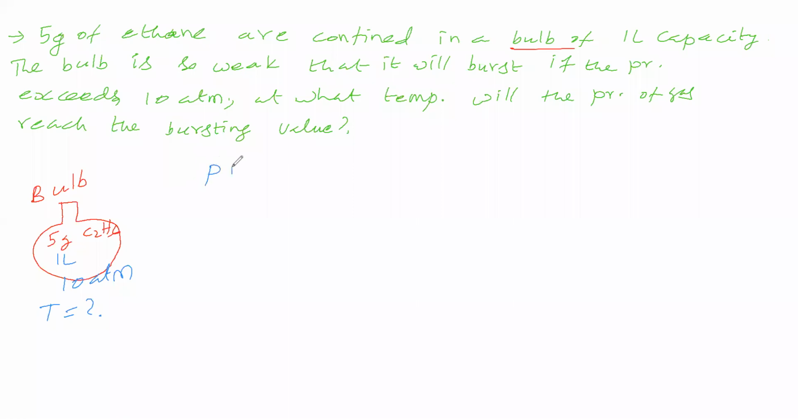Now we will take the PV = nRT formula. Pressure we will substitute as 10 atmosphere. Volume we will substitute as 1 liter. Number of moles means mass of gas by gram molecular mass of gas. Gram molecular mass of ethane is 30, unit is gram per mole. Why? Because carbon is 12, 2 times 12 is 24. Hydrogen is 1, 1 into 6 is 6. Sum is 30.